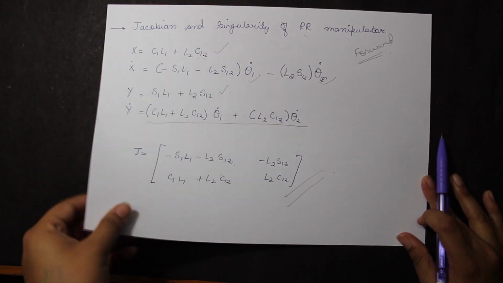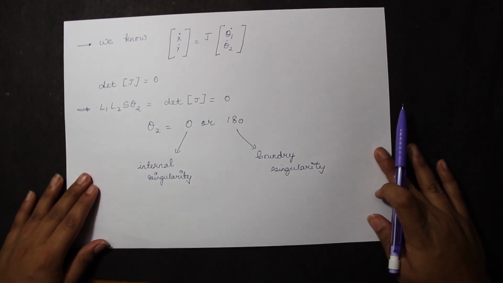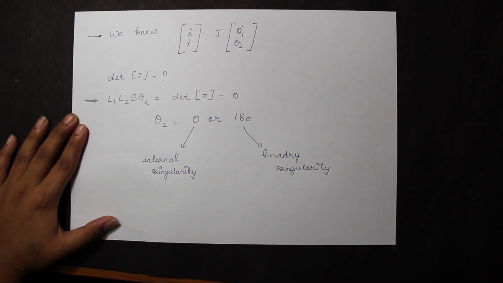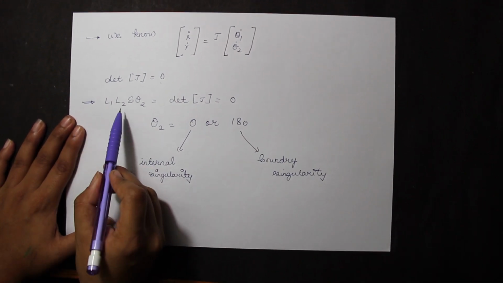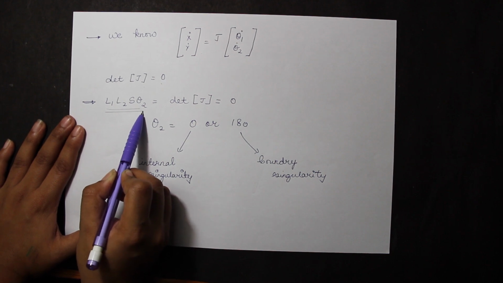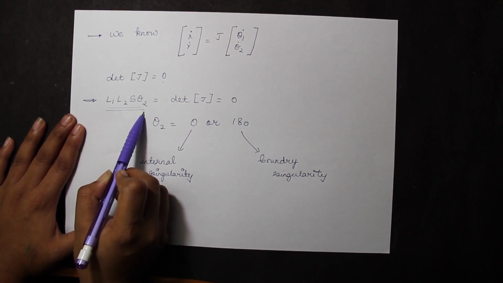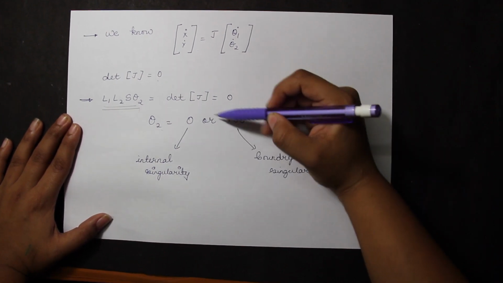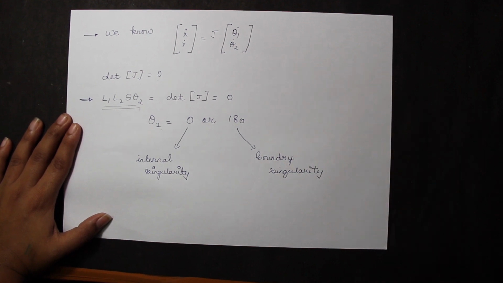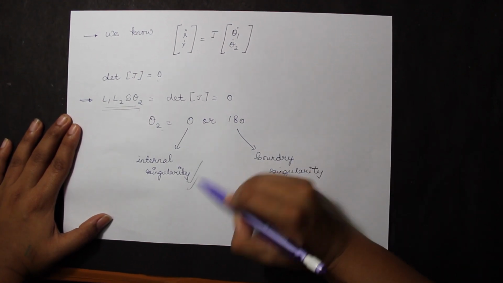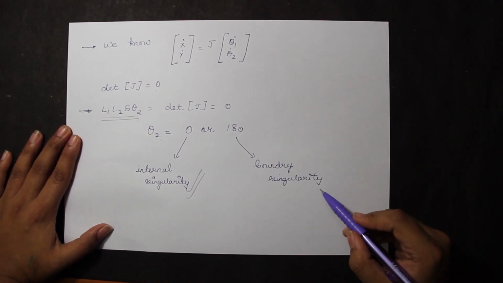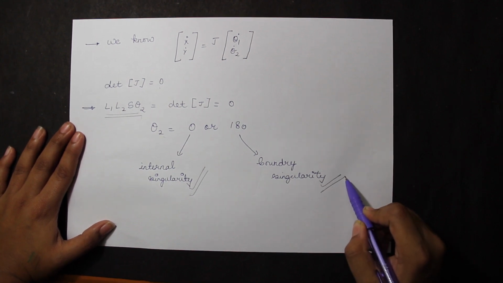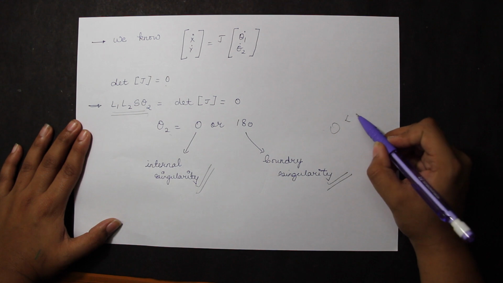Now let's find the singularity of this matrix. We know that for singularity, we need to make the determinant of the Jacobian matrix 0. When you find the determinant of the Jacobian matrix of RR, the value is L1 L2 sin theta 2. The value of theta 2 will be 0 or 180 degrees. Here we find that 0 is the internal singularity of the matrix, and when theta 2 is 180 degrees, it's the boundary singularity. That is, it should always be in between 0 and 180 degrees.